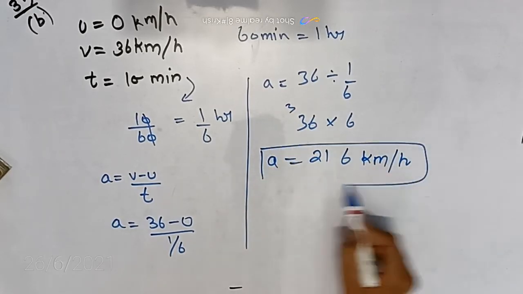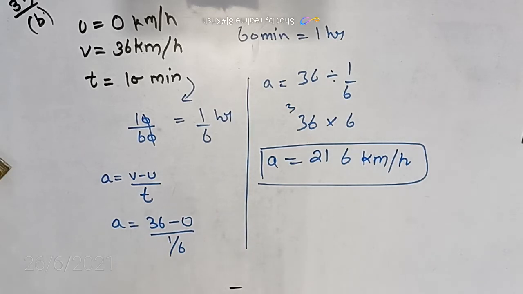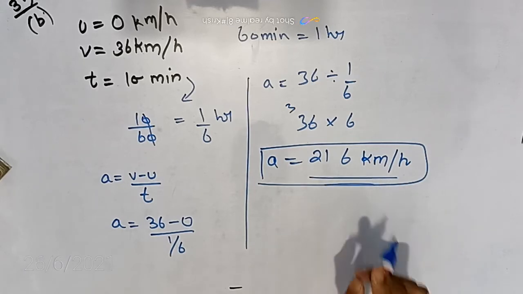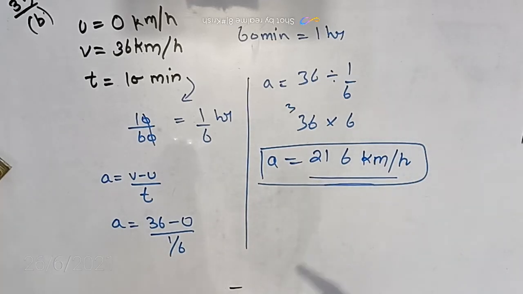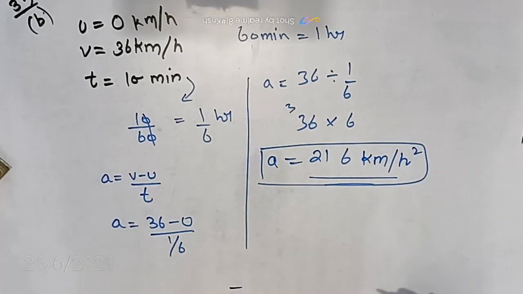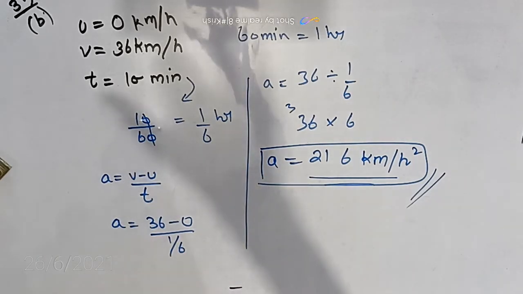So this is the value of acceleration we got in 35B part. So friends, one thing to be noted here is that the value of acceleration is always in kilometer per hour square or meter per second square. So this is our answer of 35B part. Let's move to question number 36 B part.